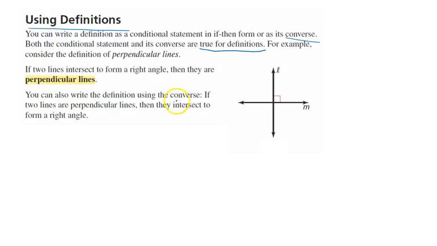And now that's our conditional statement. We can also throw it down as the converse. If two lines are perpendicular lines, that's the Q from up here, then they intersect to form a right angle. That's the P from up there. So conditional statement, converse, they're both true. Isn't that cool? And in case you forgot, here's the notation for line L is perpendicular to line M. How fun!